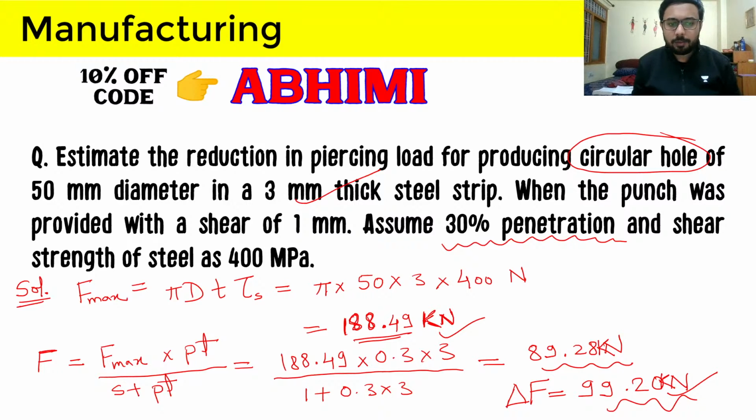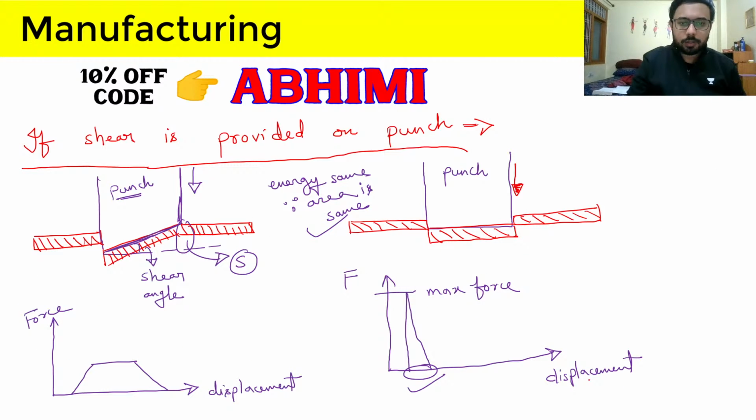And then we found F, that is the shear force when shear is provided on the punch, and we found that it is quite less, and how much it is getting reduced due to the shear provided on the punch. The force value was getting reduced by 99.02 or 0.20 kilonewtons. So that is quite a large value, and this is what we have discussed.